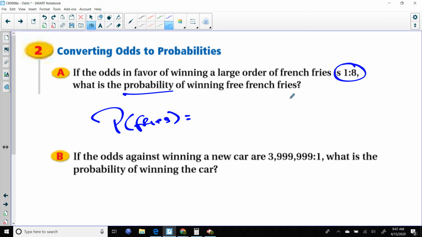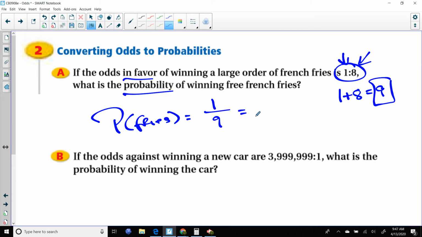is going to be 1, which is the favorable, because it does say in favor is 1. Out of, it's not going to be 8, because 8 would be the unfavorable, but we're going to add those together. 1 plus 8 gives us 9 total. This is the favorable and 8 unfavorable, so added together gives us 9 in total. So it's just going to be 1 over 9.